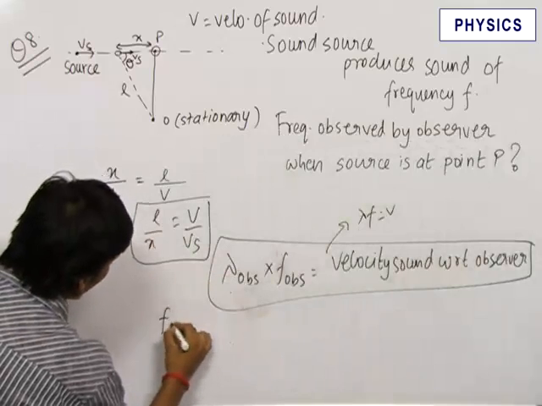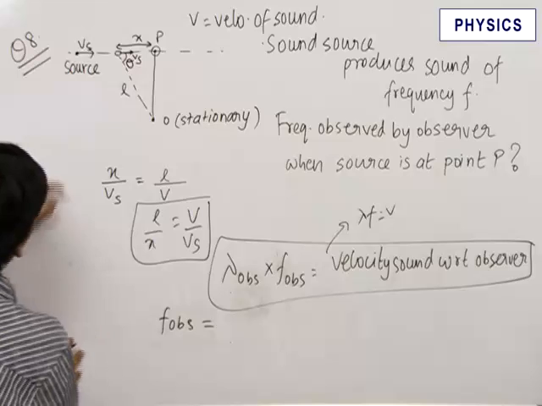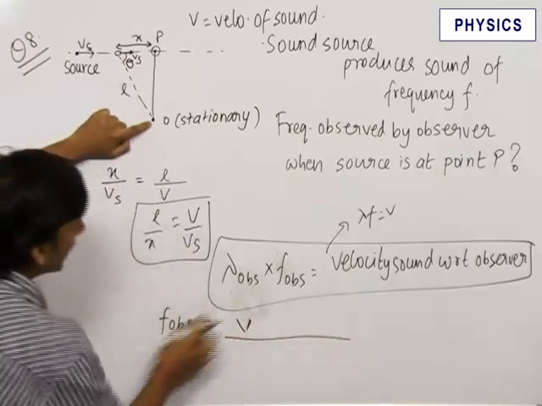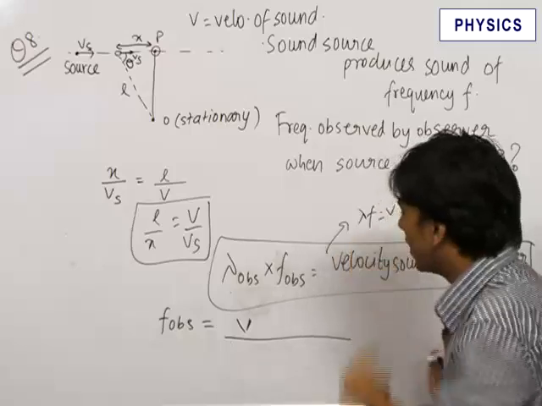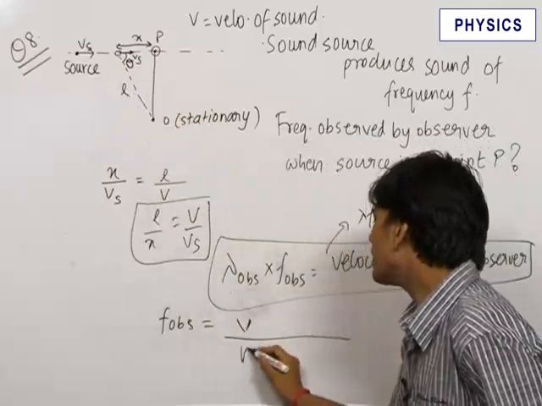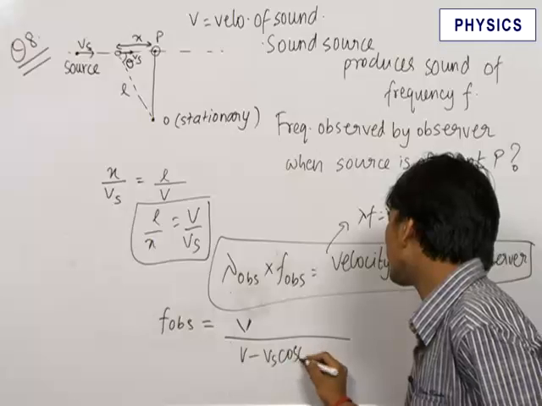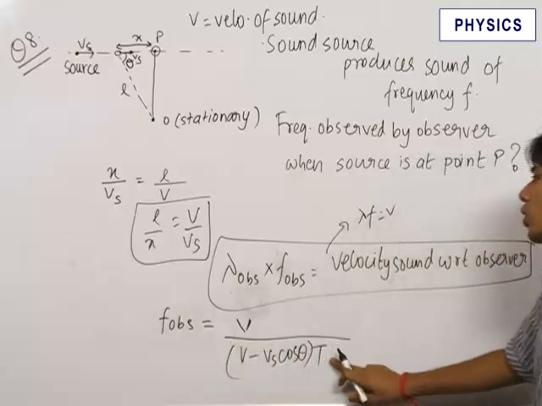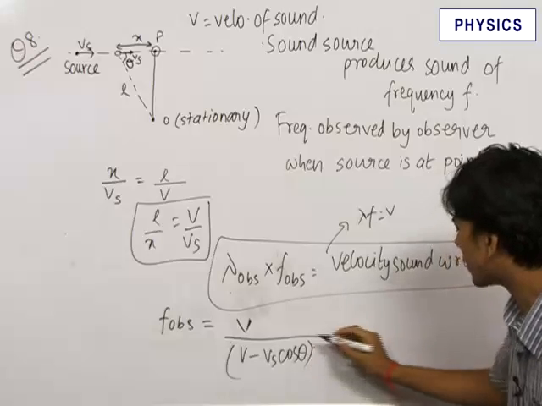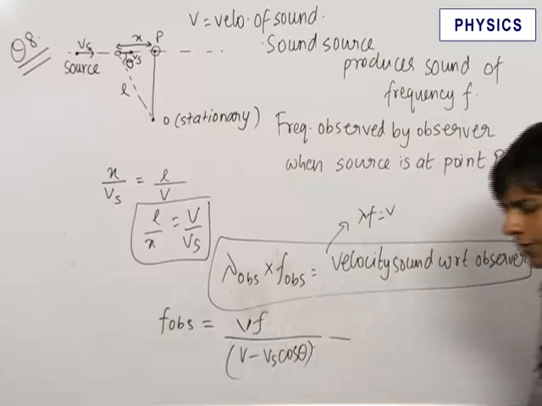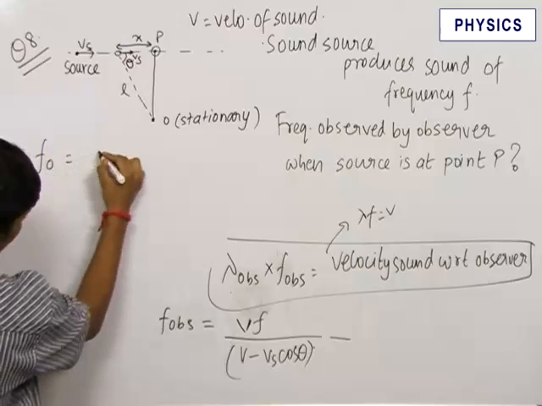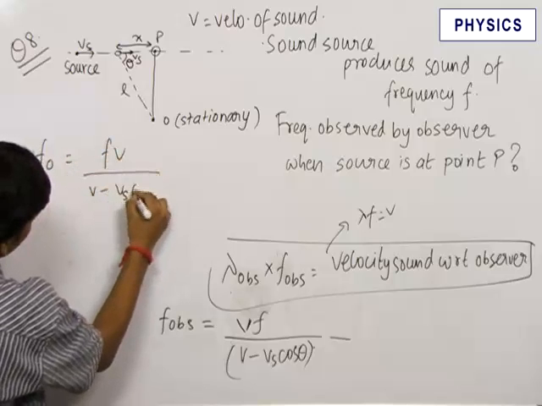So using this formula we write f observed will be equal to velocity of sound with respect to observer. Since the observer is stationary, the velocity of sound with respect to observer is V, divided by the wavelength observed by the observer. The wavelength observed by the observer will be the wavelength emitted by this point in this direction, that is V minus Vs cos theta into t. This t is equal to 1 upon f, that is the frequency with which the sound source produces sound. Therefore this can be written as 1 upon f. So f will come over here. Therefore f observed comes out to be equal to f into V upon V minus Vs cos theta.